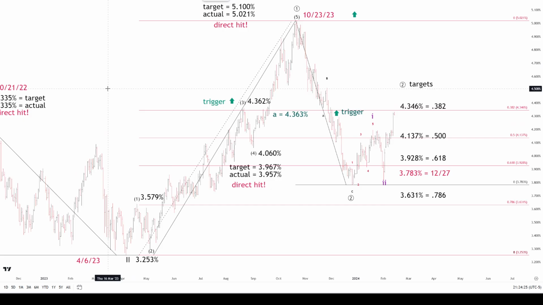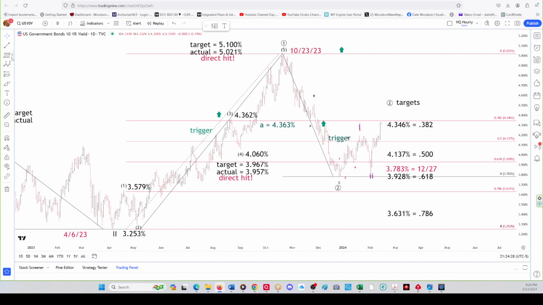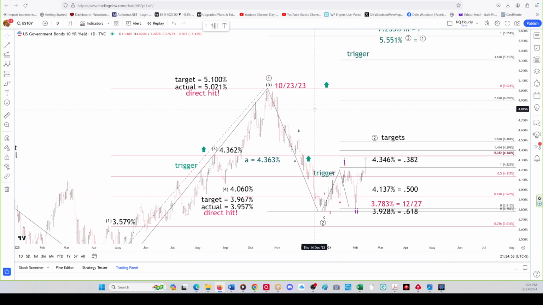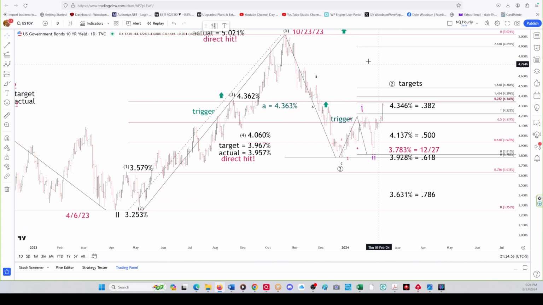Let's just get an extension here to see where this should go. I don't know if I'll get this to the 100th of a point, but I'll do my best. At 2 down there, that's a 4.484 for the 1.618. The 1.414 is at 4.399. So that should activate that trigger there, and eventually we'll get up here above the 5.021%. Exciting stuff in the US 10-year.